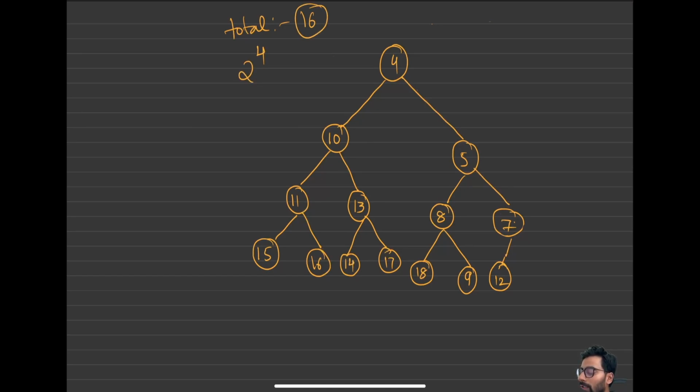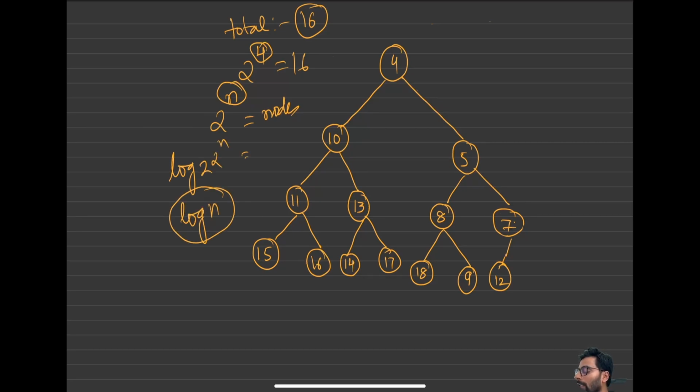If we count, we have 16 nodes in total, and we have 4 levels. So 2 raised to the power 4 is equal to 16. So that many levels we have. 2 raised to the power n is equal to total nodes, and we have n levels, and we have done n operations. So if we take log, this comes as log n. So basically the time taken here is log n, where n is the total nodes.